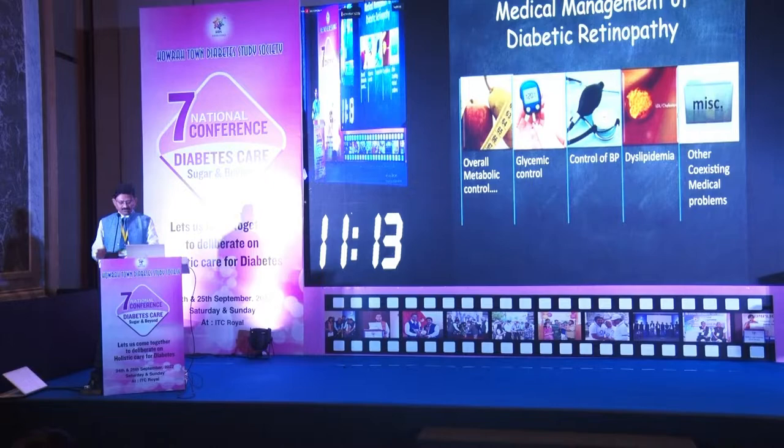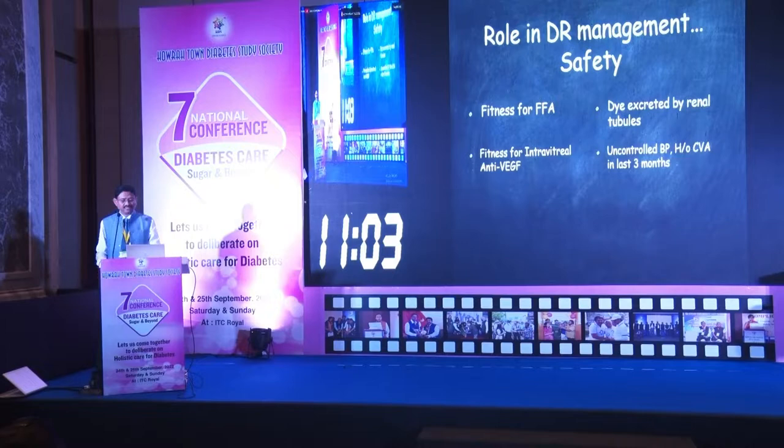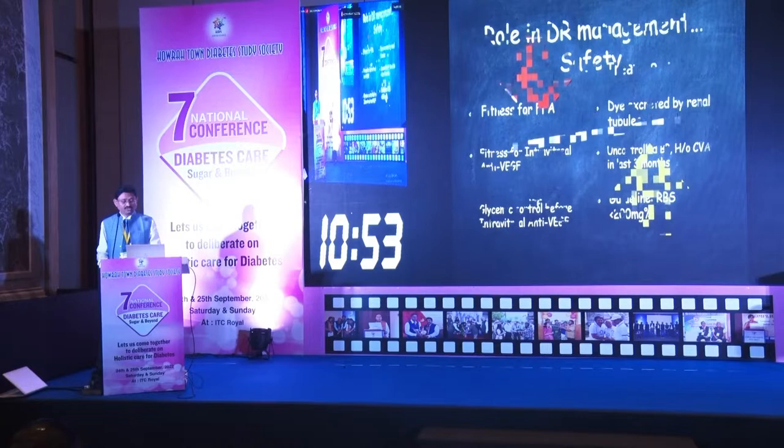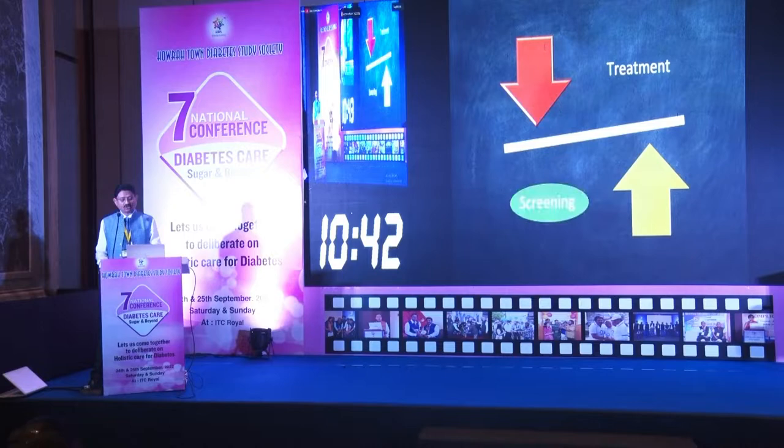Even for diabetic retinopathy management, when fluorescein angiography is needed, the renal status to assess; for anti-VEGF injection, fitness for anti-VEGF injection, good glycemic control, every aspect, these are the parts in which we are thoroughly integrated with you. So the treatment is actually hand-in-hand. The shake-hand technique is very, very important. Otherwise, it is very difficult for us also to go ahead with a treatment per se for the eye.